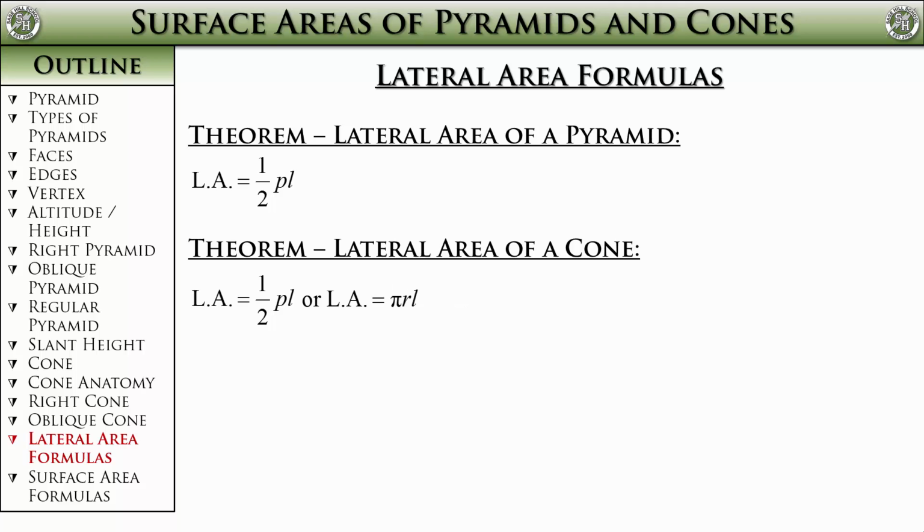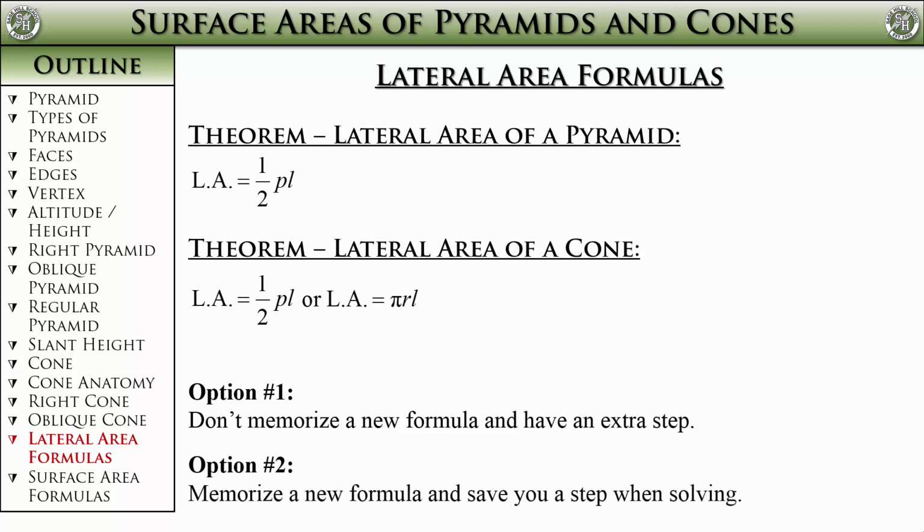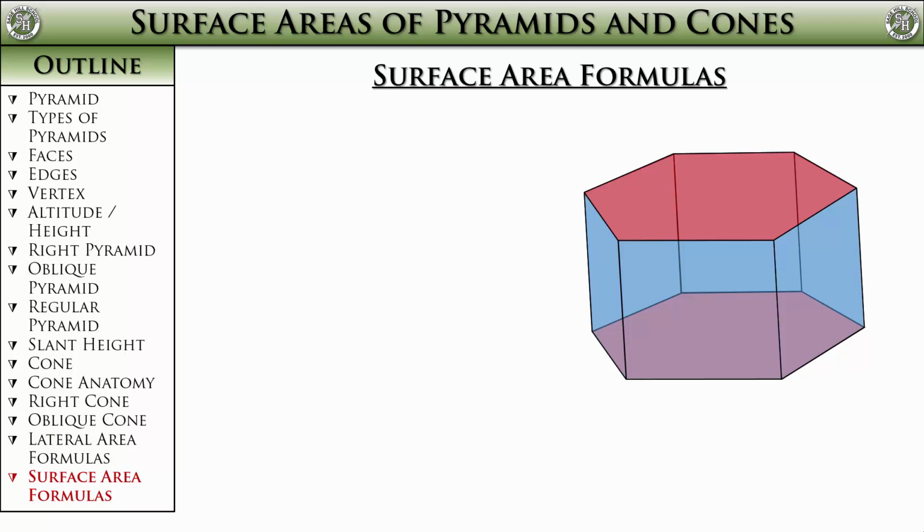Like the last section, you have a choice to make. You can decide to just use 1/2 PL for both pyramids and cones. You will have an extra step as you substitute in for P every time, but it is doable. Or you can memorize a new formula, pi rl, and it will save you a step whenever you are solving for the lateral area of a cone. The choice is yours. For the surface area formulas, let's revisit prisms quickly.